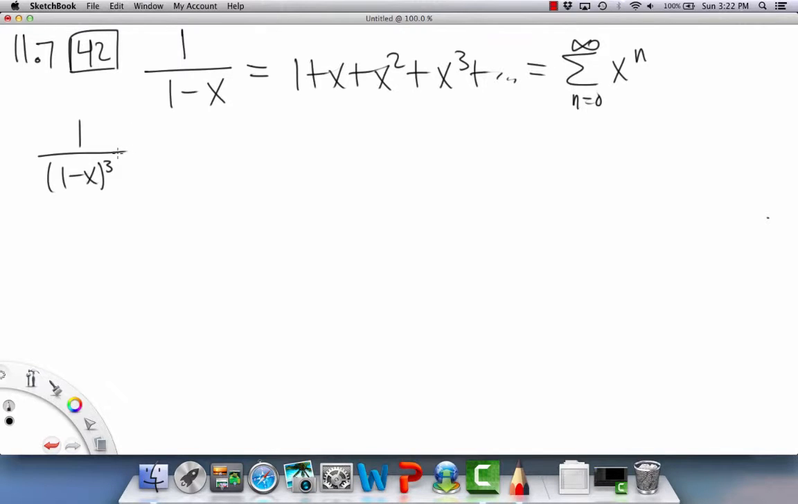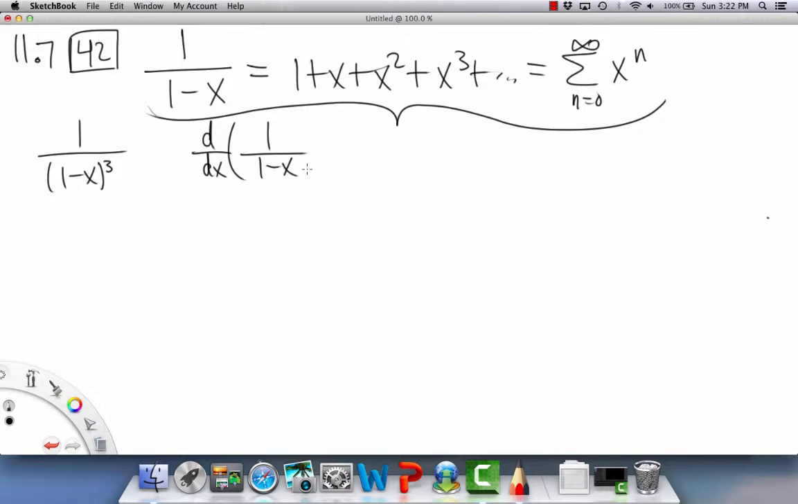So what we're going to do here is just use this information, and we're going to take the derivative, actually twice. So let's take the first derivative. We have d/dx of 1 over 1 minus x, and this actually equals negative 1 from the power. Well, okay, I'll rewrite it real quick, because I like to do that.